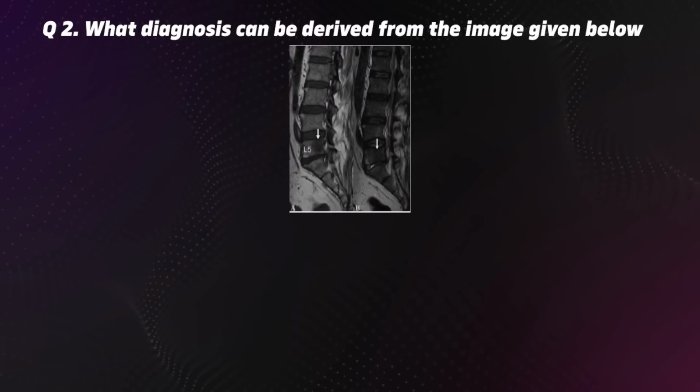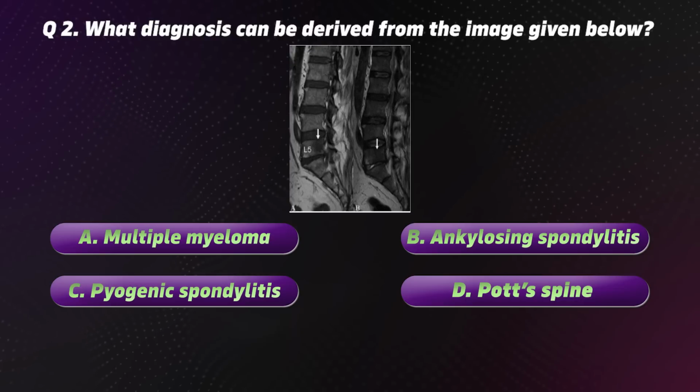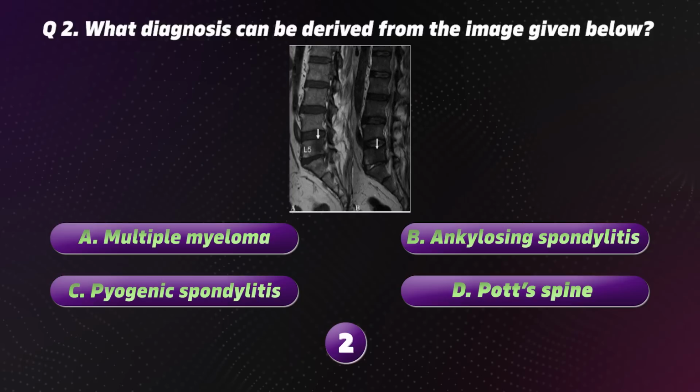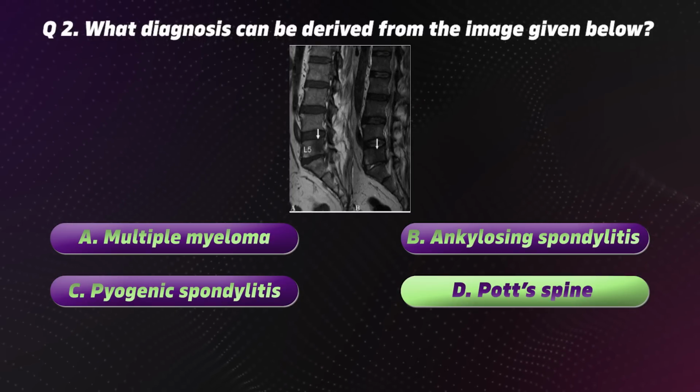Question 2. What diagnosis can be derived from the image given below? Here are the options. A. Multiple myeloma. B. Ankylosing spondylitis. C. Pyogenic spondylitis. D. Pott's spine. And the correct answer is option D, Pott's spine.